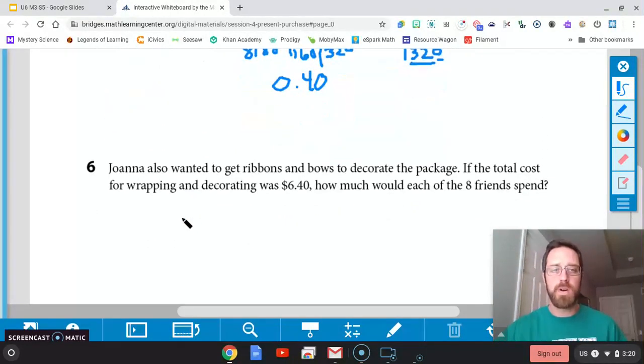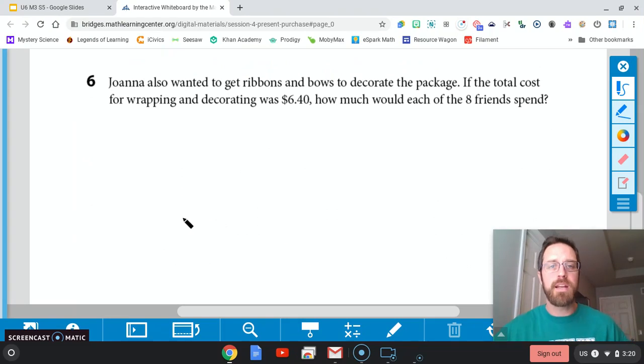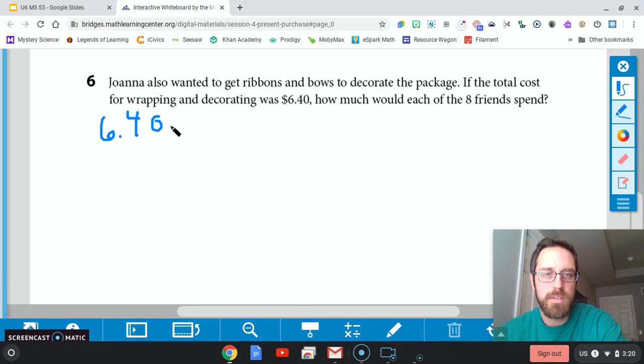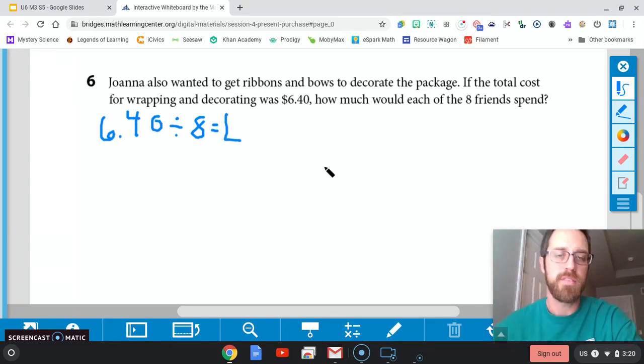All right, let's look at one last problem. It says, Joanna also wanted to get ribbons and bows to decorate her package. Must be a fancy package. If the total cost for wrapping, decorating is $6.40, how much would each friend spend? So again, trying to figure out how much each of them would spend. We know the total is $6.40. So if we know the total, we're dividing $6.40 divided by 8 equals, let's do L. Use a different letter for a variable.